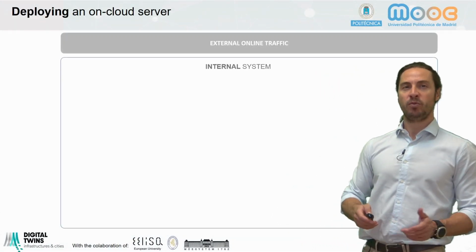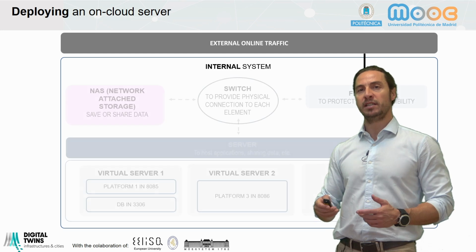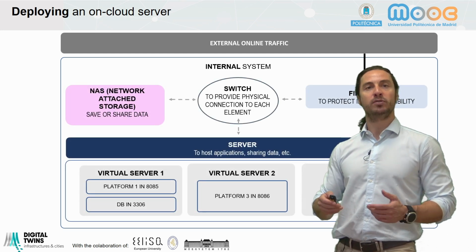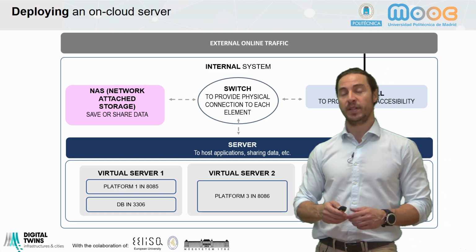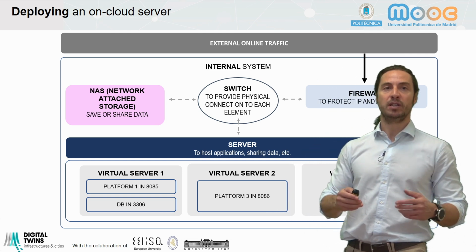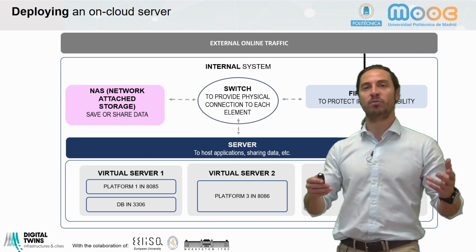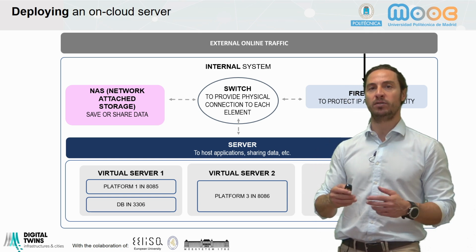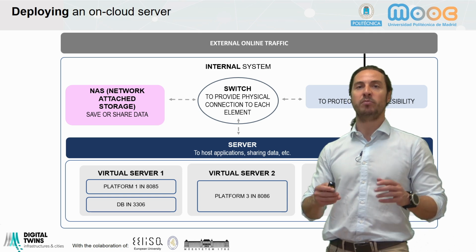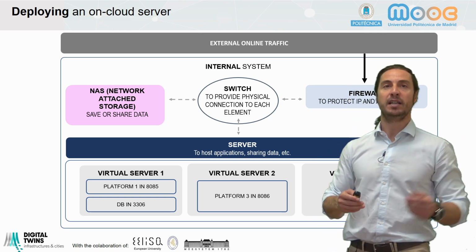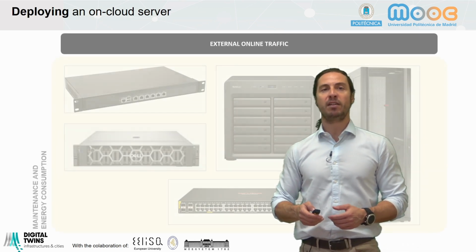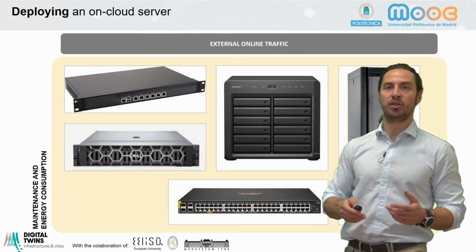In the previous video, we have seen different parts or entities that are needed to host our collaborative tools in a secure and public server. The server itself, the firewall, to provide accessibility, a network-attached storage device to save data and files, and a switch to connect to those entities. A summary schema with all those elements is provided in this slide. The physical representation of those items are shown in this slide.